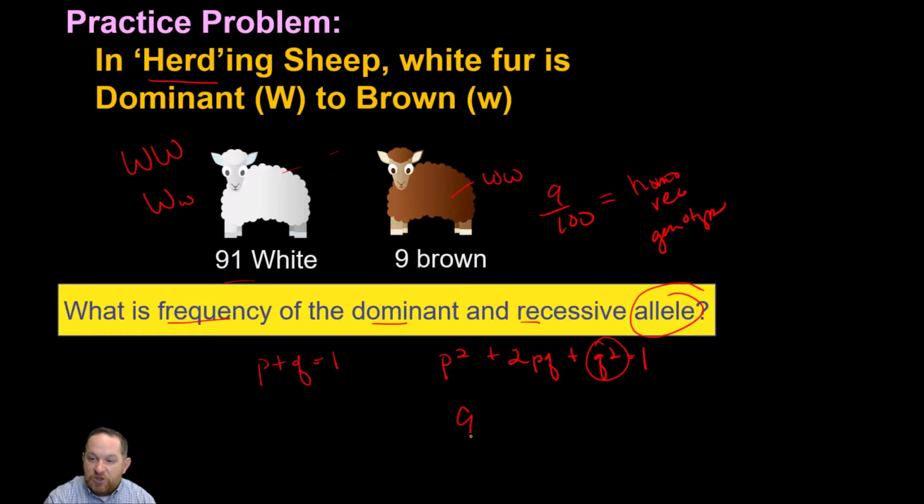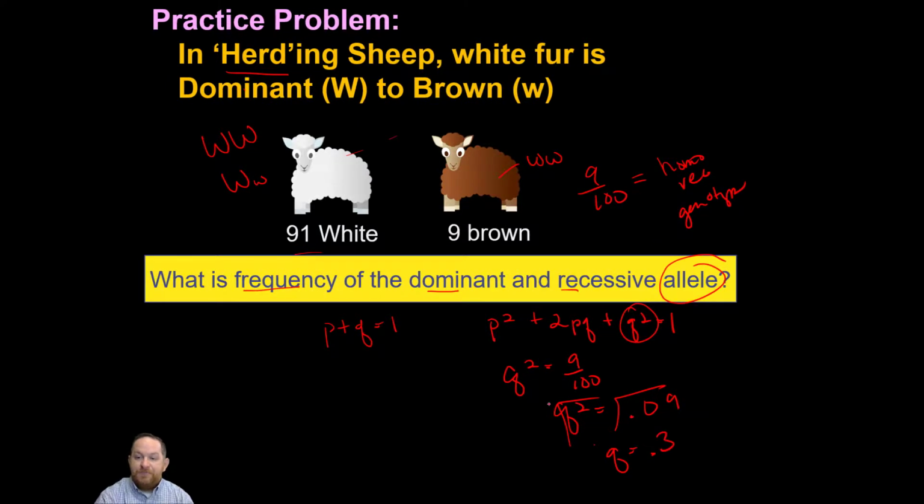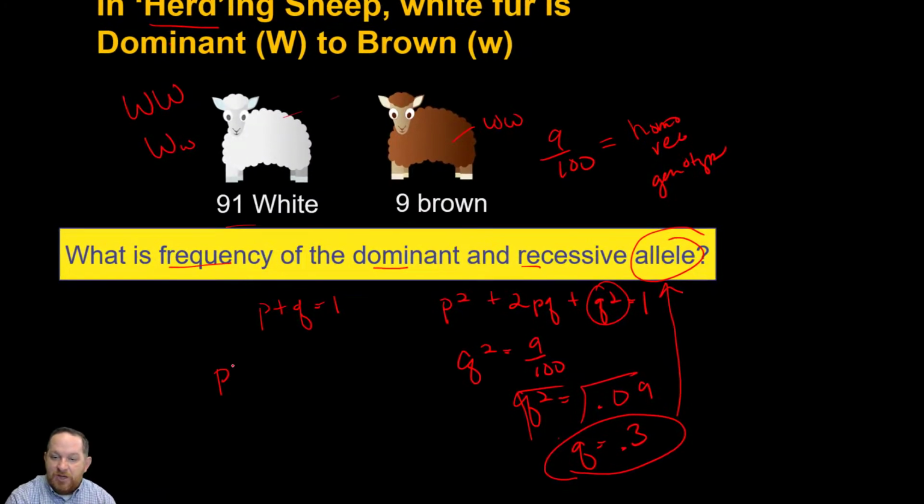So let's do some math. So if Q squared is equal to 9 out of 100, Q squared is equal to 0.09, which means, take the square root of both sides, Q is equal to 0.3. So that is the Q, the recessive allele. Well, we're asking for the dominant and recessive allele. So if P plus Q equals 1, we can say P plus 0.3 equals 1. So P must equal 0.7. So what's the frequency of the dominant allele? 0.7. What's the frequency of the recessive allele? 0.3. Problem solved.